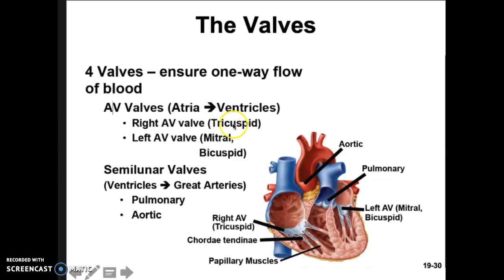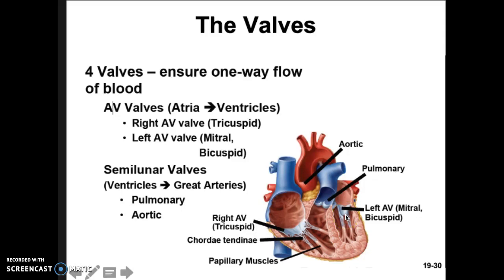These valves are called tricuspid and bicuspid because of the number of cusps that they contain. So the tricuspid valve has 1, 2, 3 cusps, and these cusps are attached to muscles known as papillary muscles located on the floor of the ventricles, and these papillary muscles are attached to the cusps via cords known as chordae tendineae.